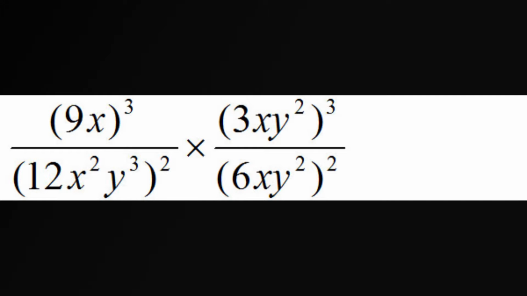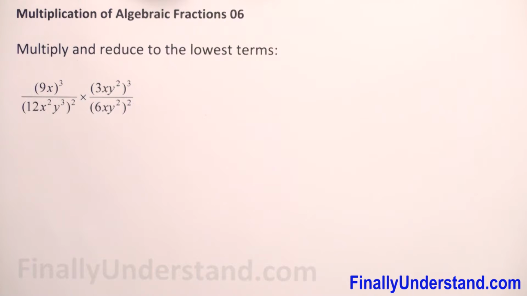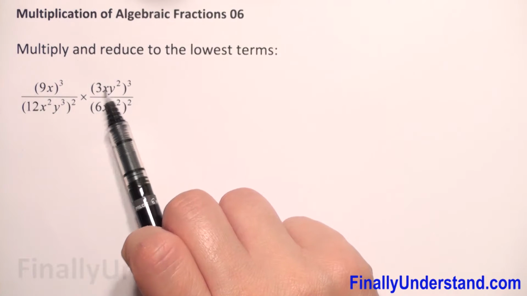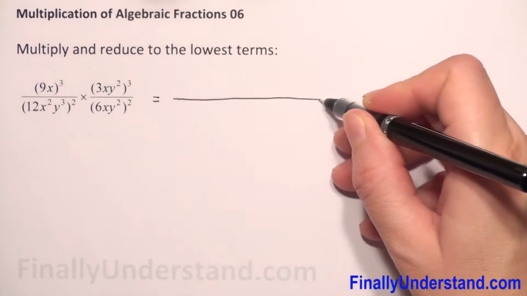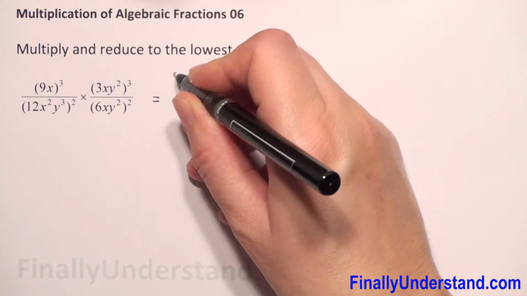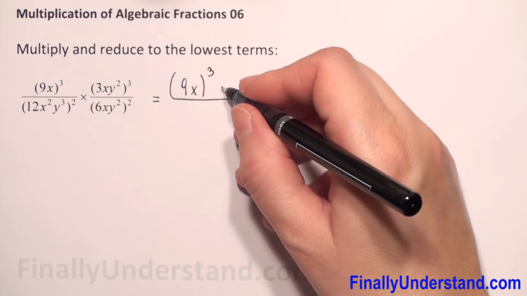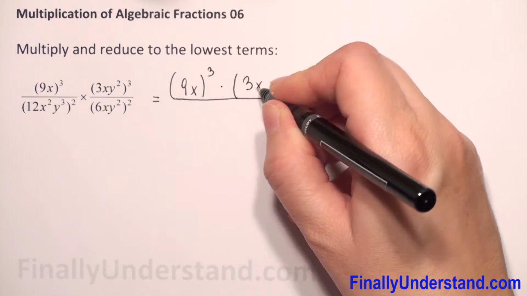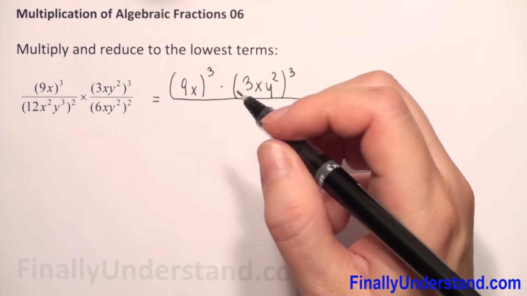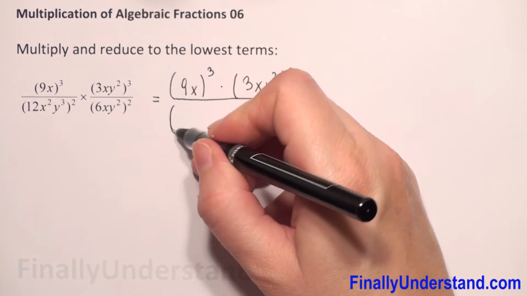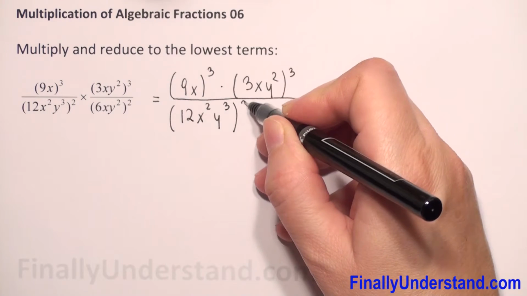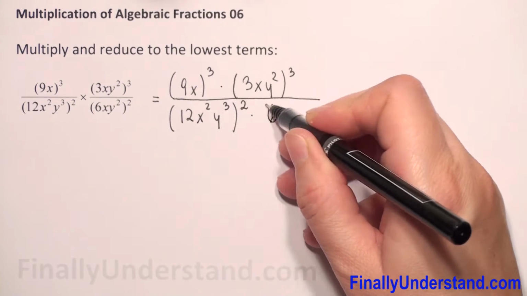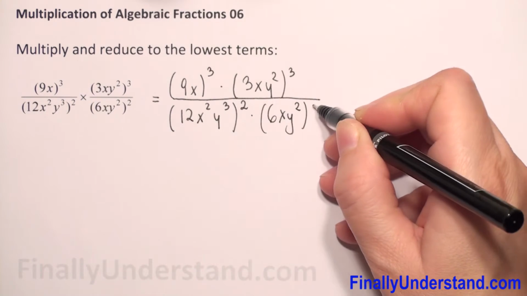We have multiplication of algebraic fractions. We know that when we have to multiply fractions, we have to multiply numerator times numerator and denominator times denominator. So we can rewrite that this is equal to (9x)^3 times (3xy^2)^3 in the numerator, and in the denominator we have (12x^2y^3)^2 times (6xy^2)^2.